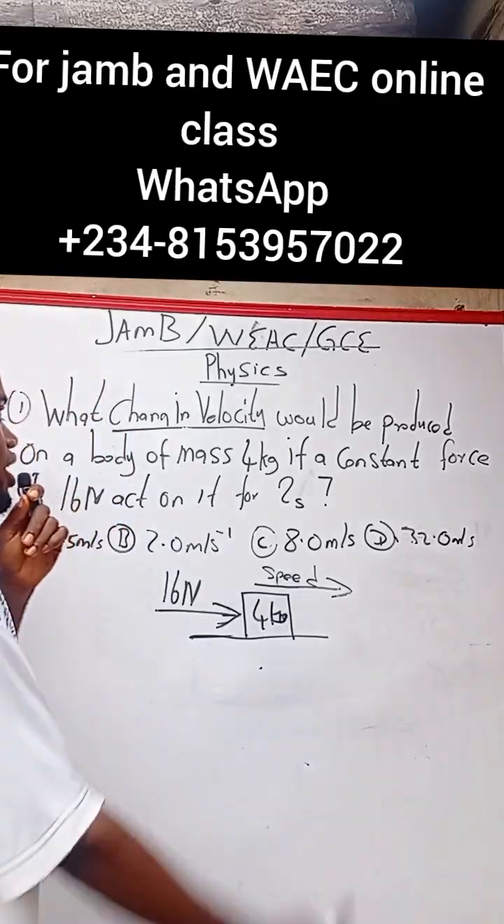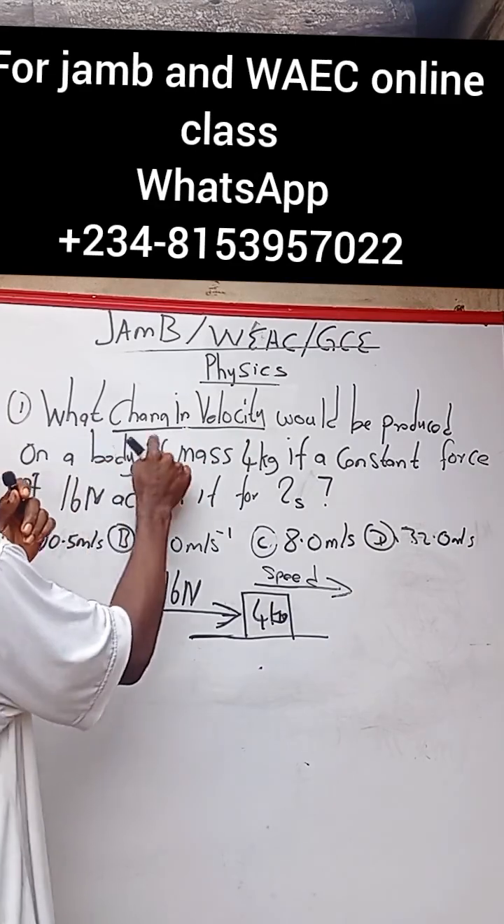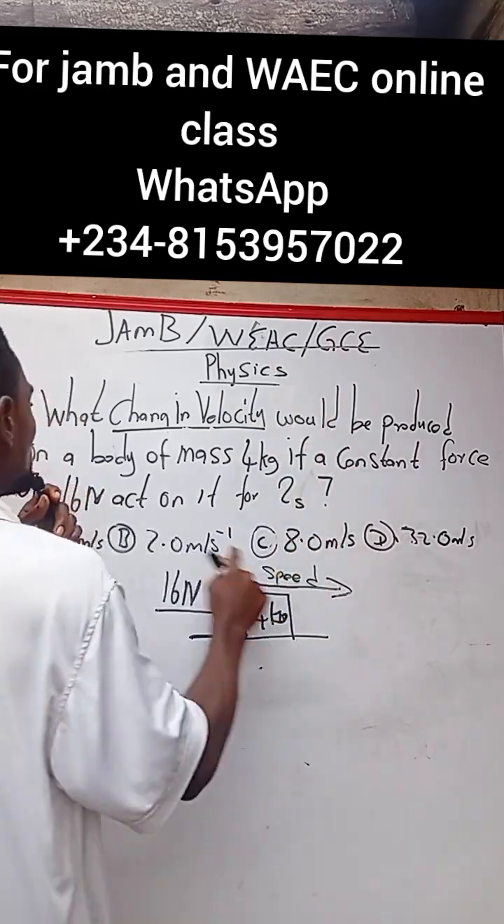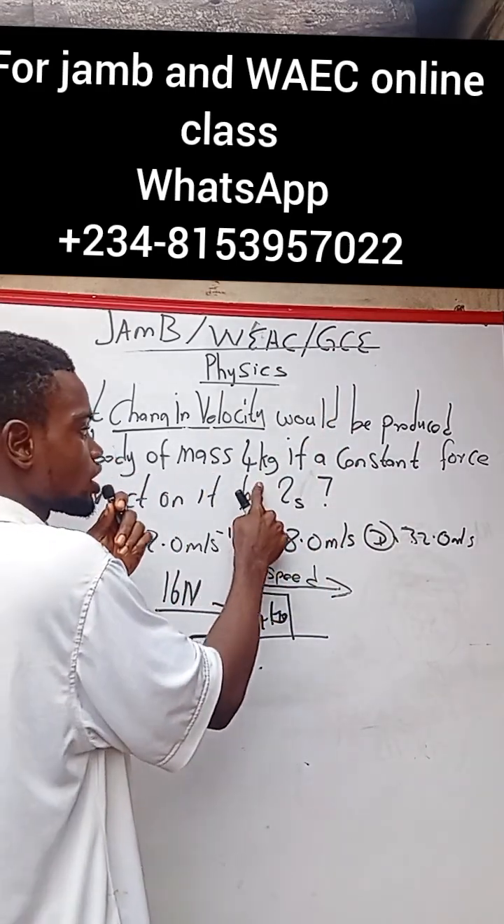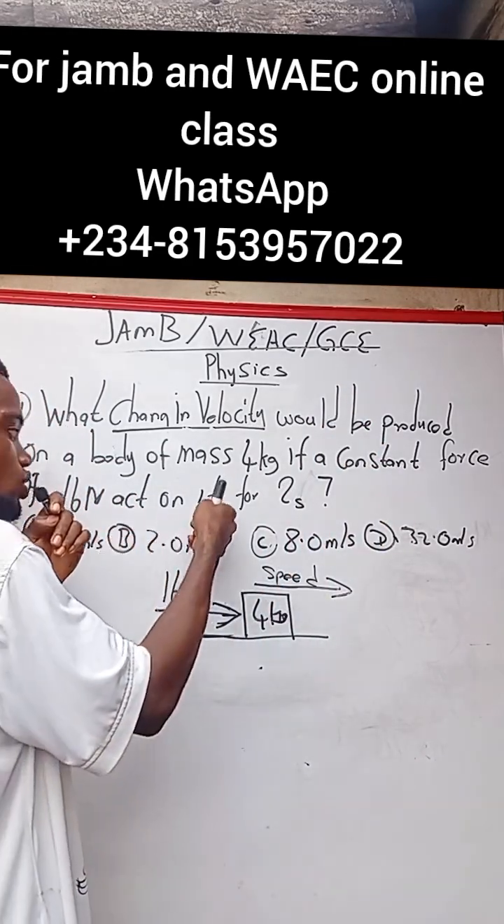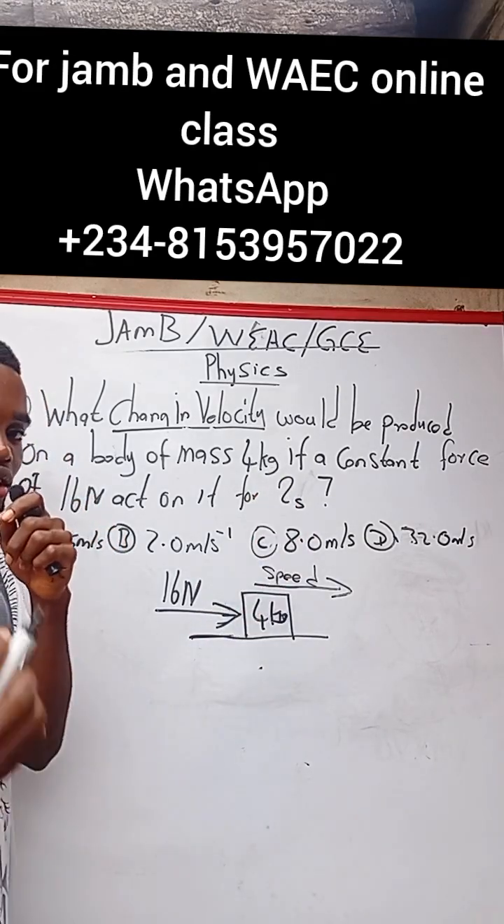If this question appears in your JAMB, WAEC or GCE, how will we tackle it? It says, what change in velocity would be produced on a body of mass 4 kg if a constant force of 16 Newton acts on it for 2 seconds? What do you mean by change in velocity?